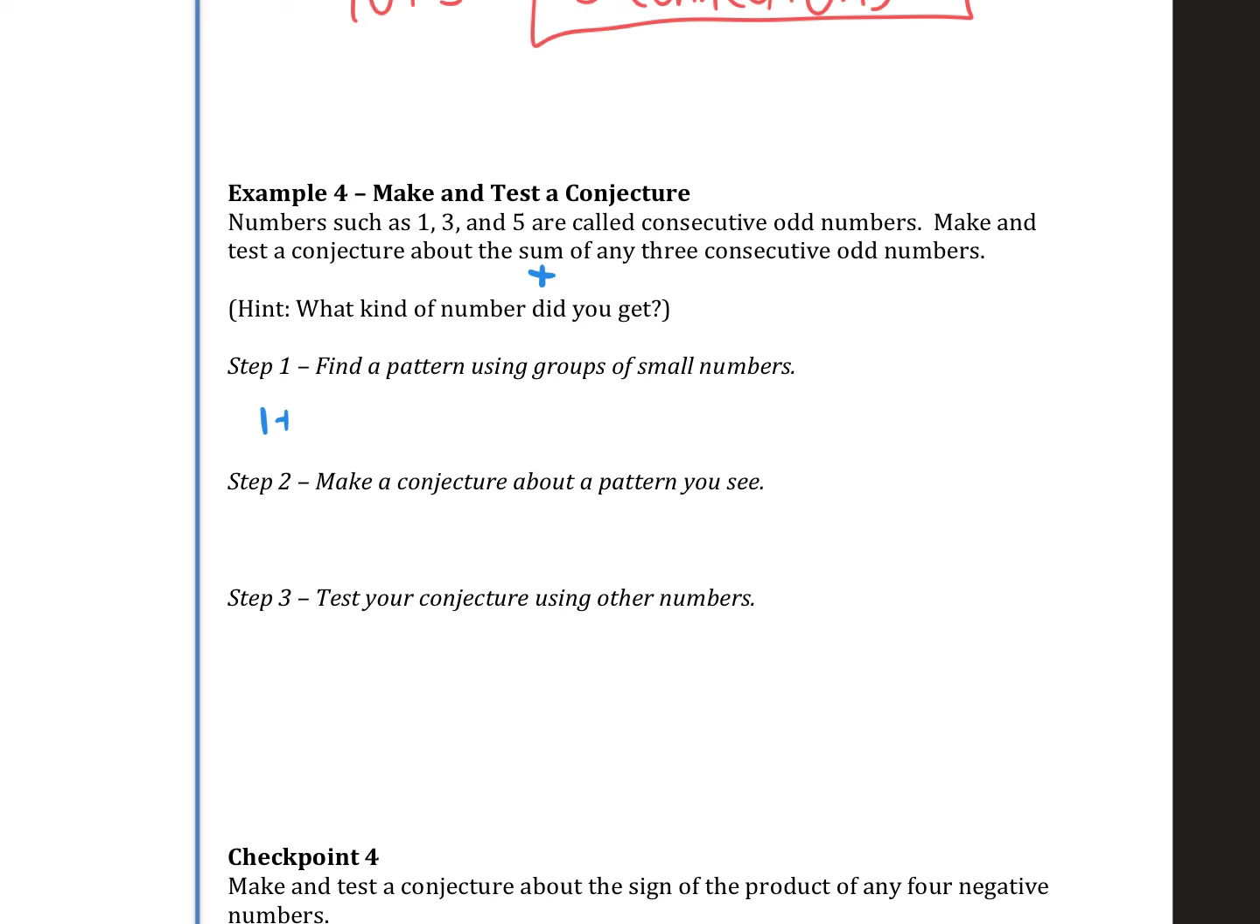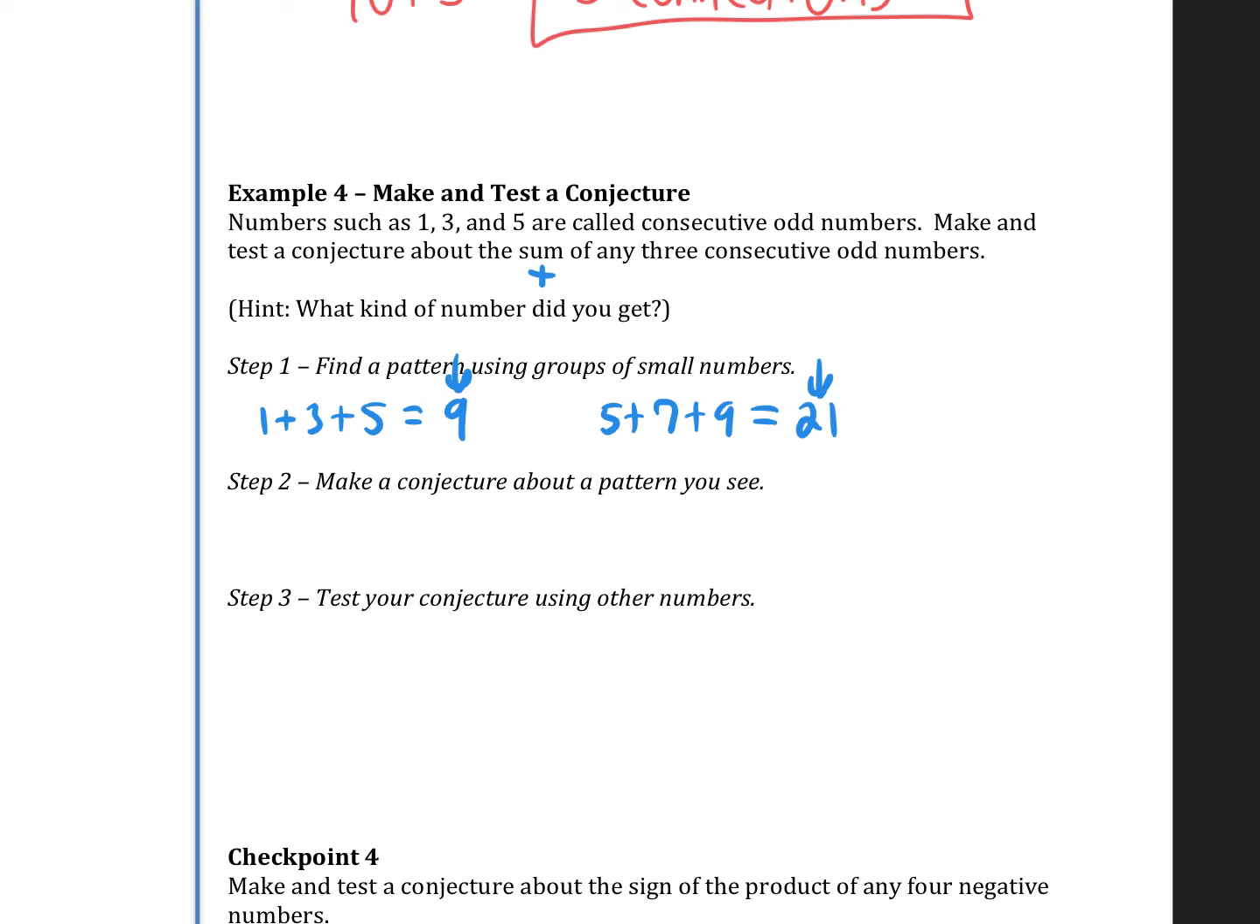So we have 1 plus 3 plus 5. What's 1 plus 3 plus 5? That is 9, okay? So this is both an odd number and it's positive. Okay, we're trying to look for characteristics here. Let's do 5 plus 7 plus 9, which are all consecutive odd numbers here. Now we have 21. That is also, looks like it's odd and it's positive.